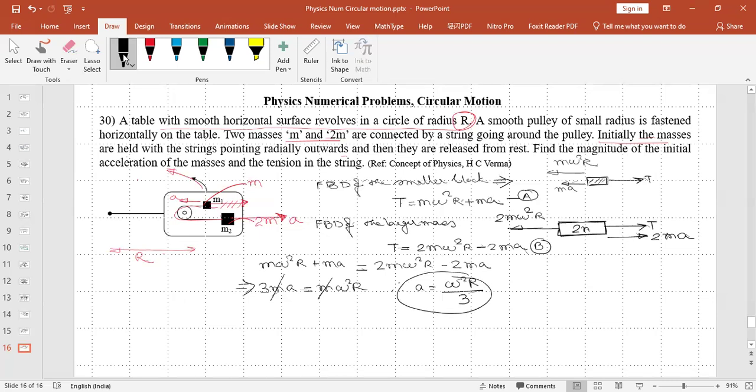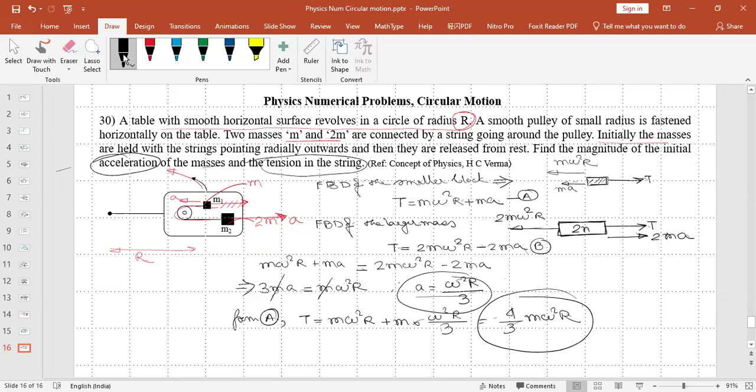Find the magnitude of the initial acceleration. This is found. And they also want to find out the tension. Put this value in any one of the equations. So from equation A, tension T is equal to m omega square r plus m a, where a is omega square r by 3. So this is equal to 4 by 3 m omega square r. This is the answer. So this is one answer, this is the second answer. Fine. So this completes our chapter of circular motion. Next day, we shall go to the next chapter.